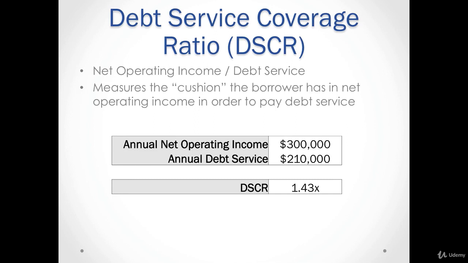So if you look below, we've got annual net operating income of $300,000 and annual debt service of $210,000. So the DSCR is 1.43x. So let's jump into Excel and look at this example in more detail.